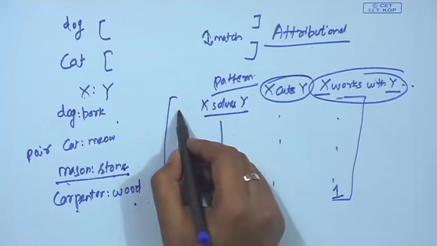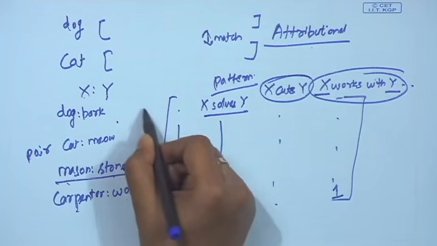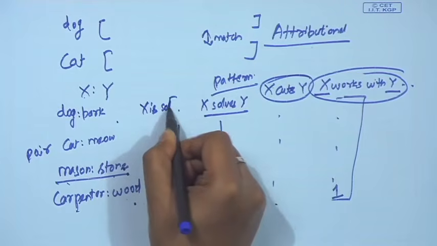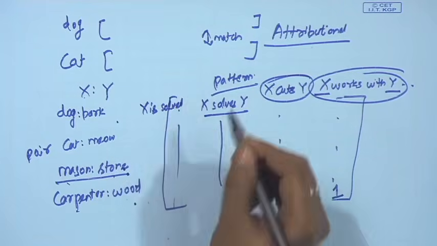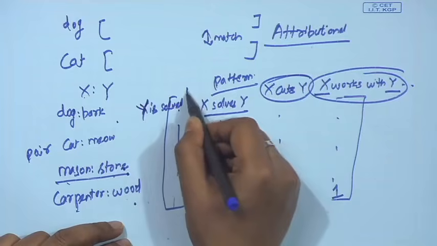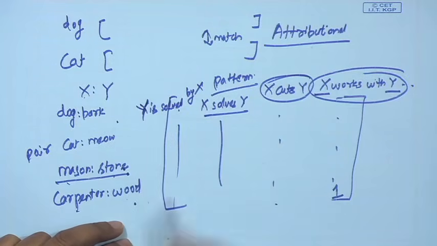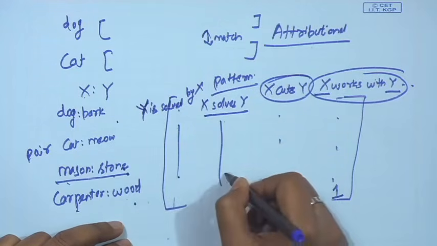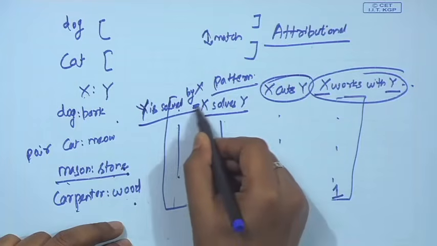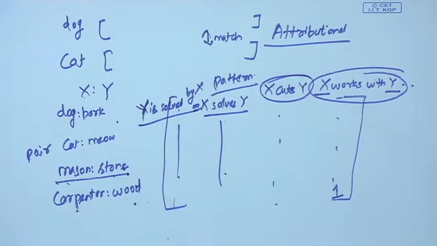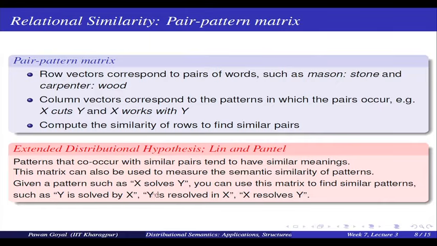Whatever patterns like Y is solved by X occur with similar pairs as X solves Y, I will say that these are similar, and that will be the idea. It's like here, Y is solved by X, Y is resolved by X, and X resolves Y. So what we will find is that all these patterns occur with similar pairs, so they can also be called similar.